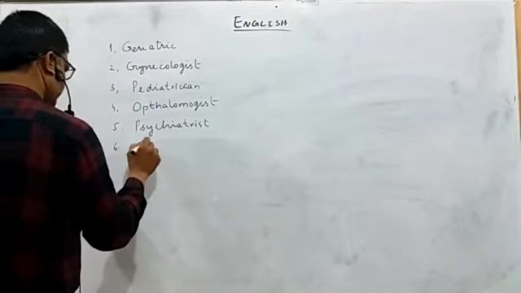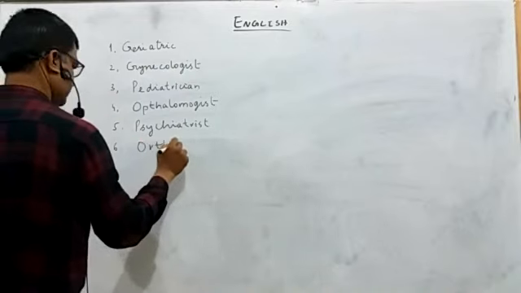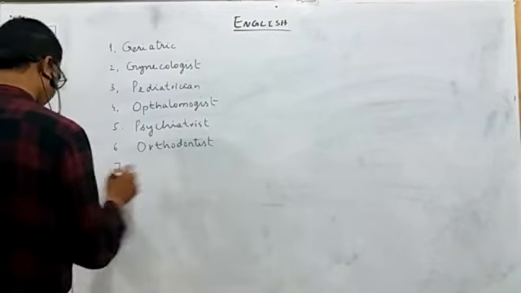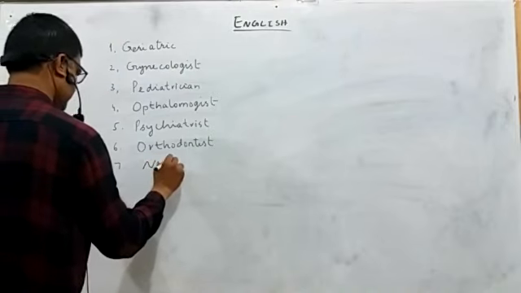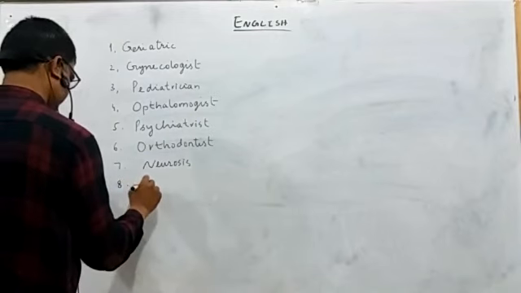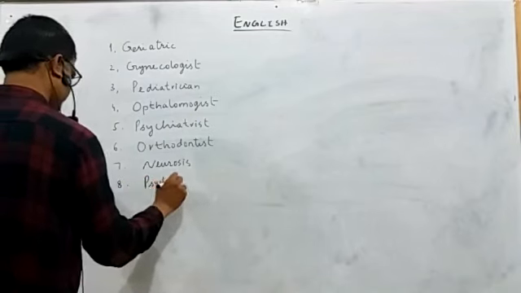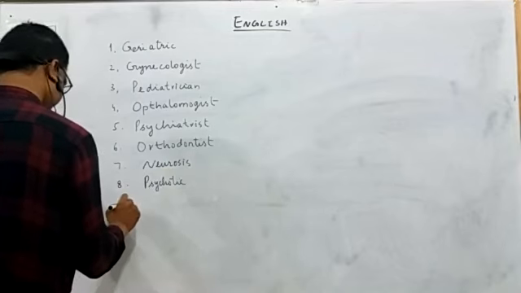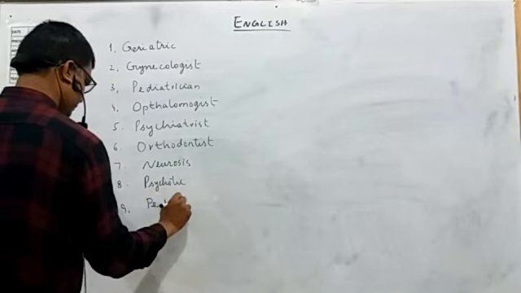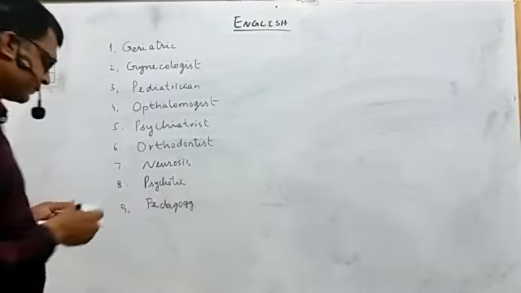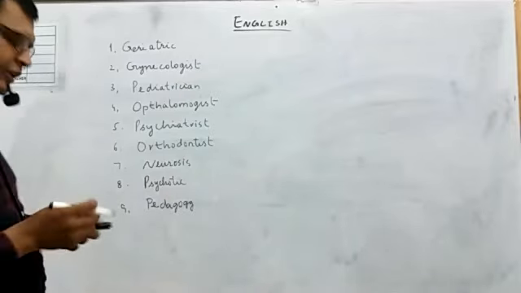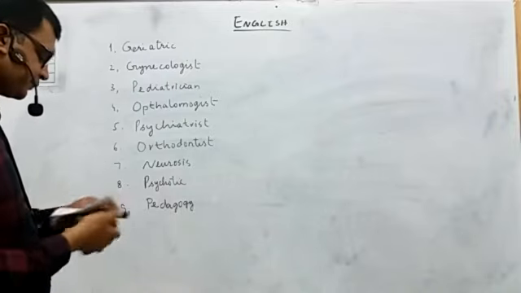We have a word orthodontist. We have a word neurosis. We have a word psychotic. And we have a word pedagogy. Okay, these are a few difficult words that we have in English.